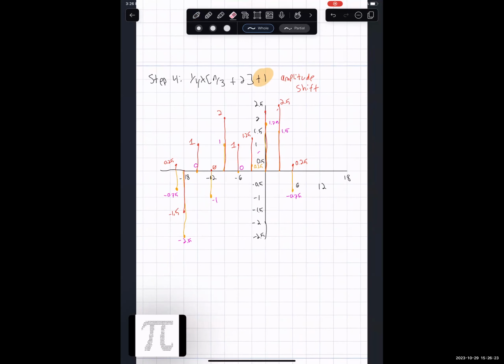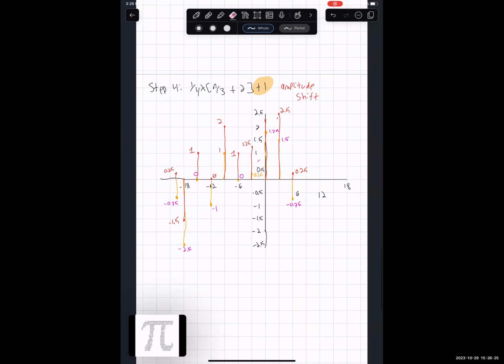All right, can I check it really fast? So I have 0.25, -1.5, 1, 0, 2, 1, 1.25, 2.75, 2.5, 0.25, and 1.